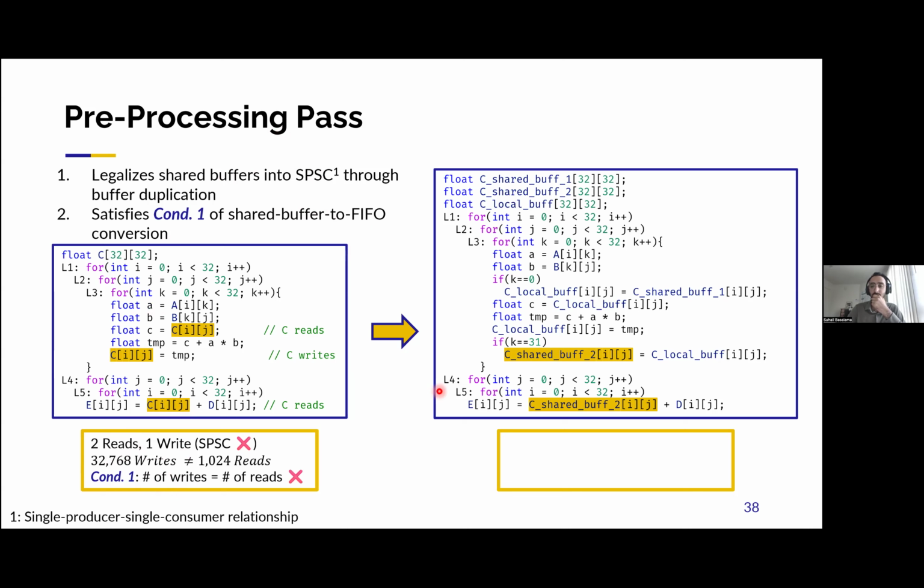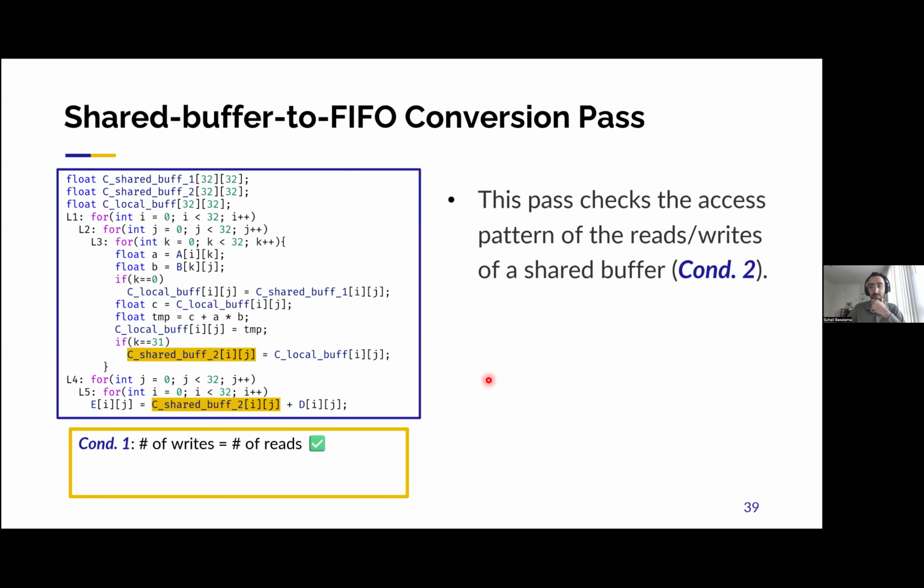So this first pass will convert the design into this format, where we create local buffers which will be reused across the iterations of the first node, and we will only access it at the beginning of this operation and at the end. And now, if we look at this shared buffer 2, it has a single read and a single write. And the number of writes equals the number of reads because of this if condition. So the first condition is satisfied.